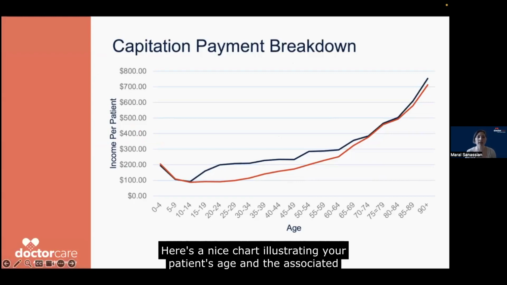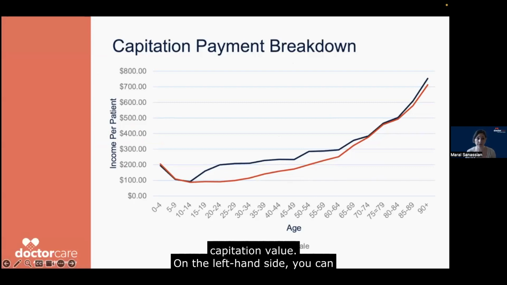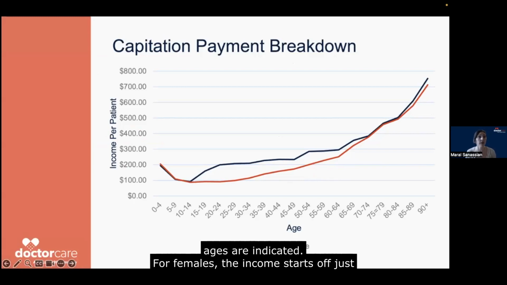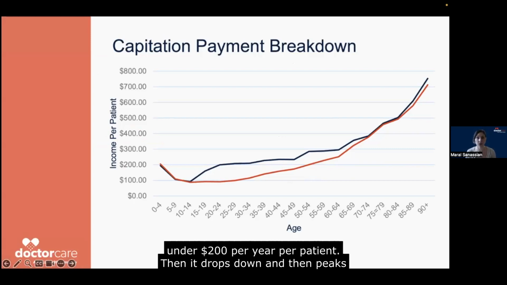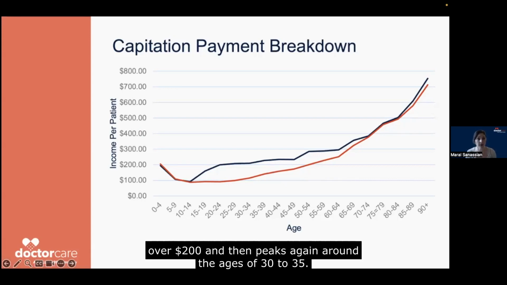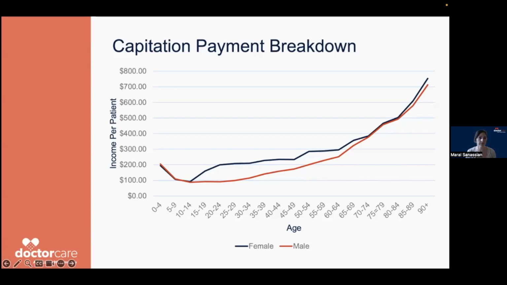Here's a nice chart illustrating your patient's age and the associated capitation value. On the left-hand side, you can see the income per patient per year. At the bottom of the chart, the ages are indicated. For females, the income starts off just under $200 per year per patient. Then it drops down and then peaks up again around ages 14 to 15. For males, the income starts off just over $200 and then peaks again around the ages of 30 to 35.